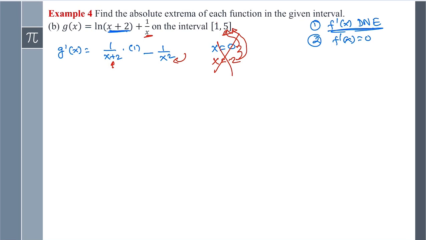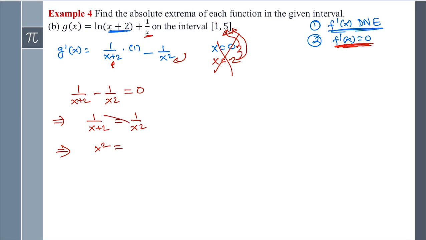So now all we need to do is set the derivative equal to 0 and then solve for x to find the points where the derivative is 0. Okay, so let's go ahead and do that. So we have 1 over x plus 2 minus 1 over x squared equals 0. So we can add 1 over x squared, so that we get 1 over x plus 2 equals 1 over x squared. Now, the easy way to solve this one is just to cross multiply. So x squared equals, if you cross multiply, 1 times x squared is x squared, and then 1 times x plus 2 is x plus 2.